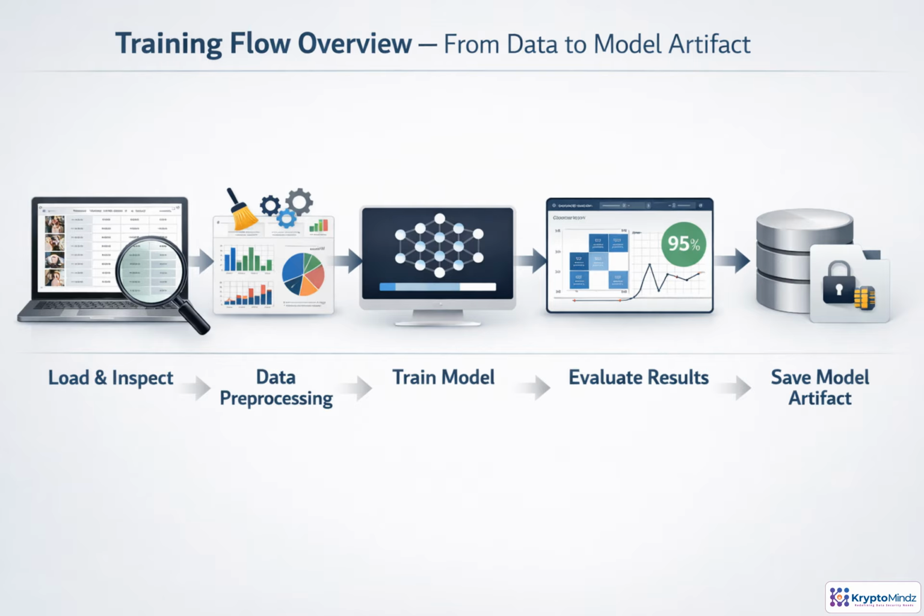A training workflow is a chain of handoffs. First, load the dataset and inspect it so you understand the columns, missing values, and target labels. Then preprocess by cleaning records, encoding categories, and scaling features when needed. Next, split the data, train a baseline model, and evaluate it with metrics that match the task. Finally, save the trained artifact, such as a model.pkl, so it can be reused outside the notebook.